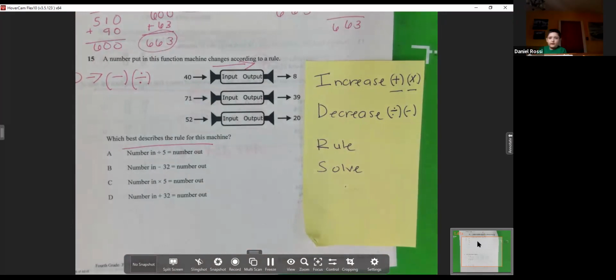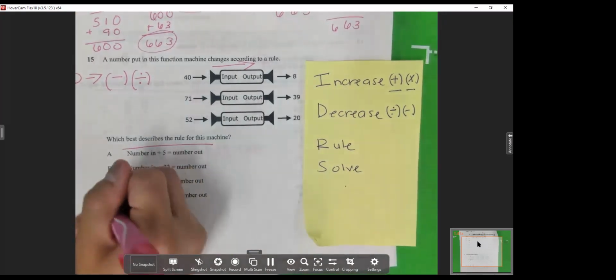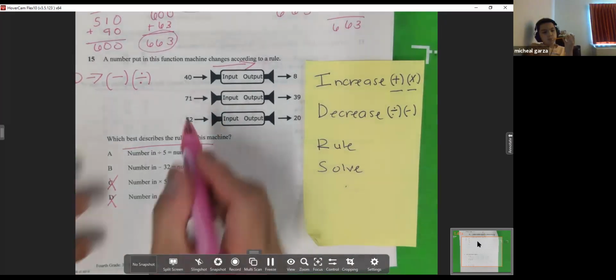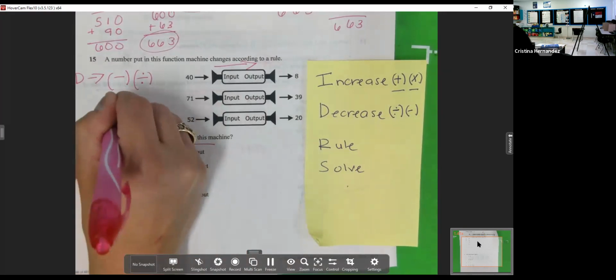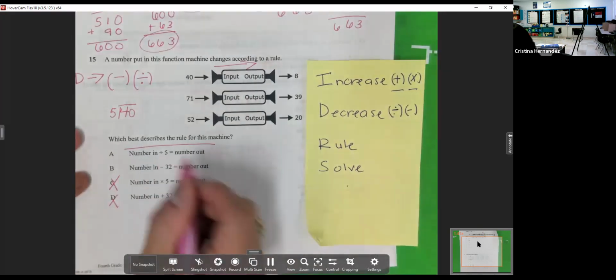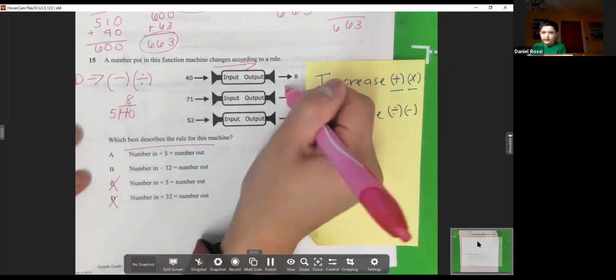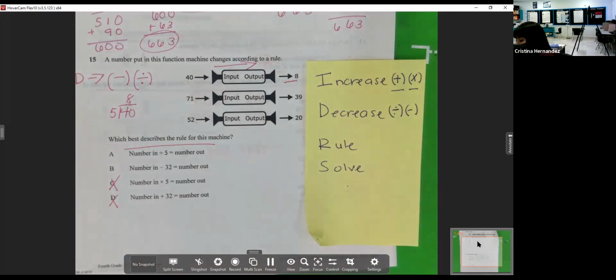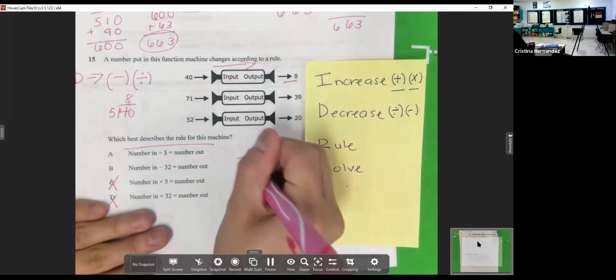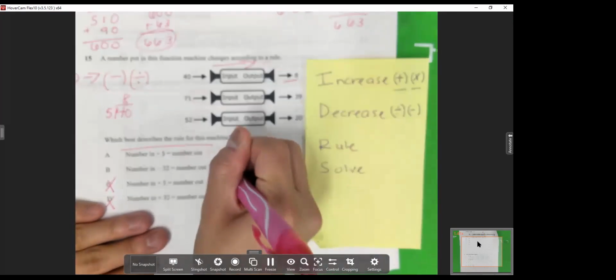You can get rid of C and D. Bingo. Okay. What's 35 divided by 5? 7. Okay. 40 divided by 5 is 8, and 71 divided by 5 is not 39. Do we stop there? No. So 1 divided by 5.